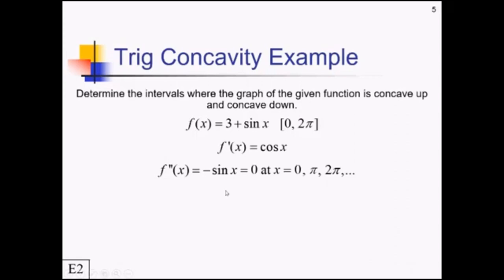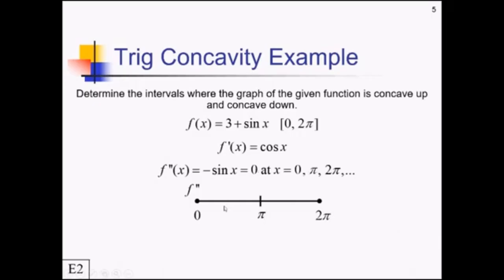All right, so these are our critical values. Let me make an f double prime line here. And I have endpoints on this one because they gave me endpoints at 0 and 2 pi. They also happen to be two of our critical values. So the only one on the actual interval is this pi here.